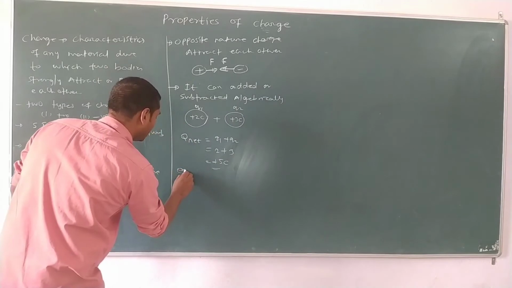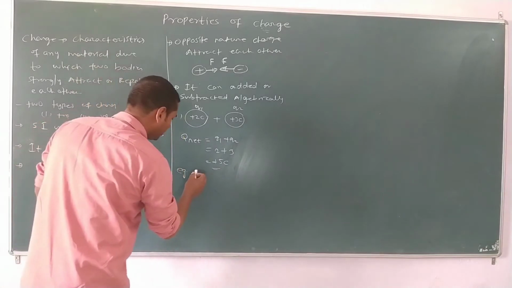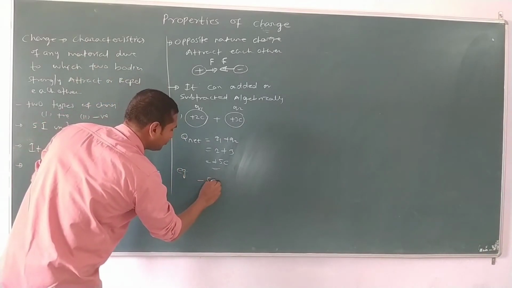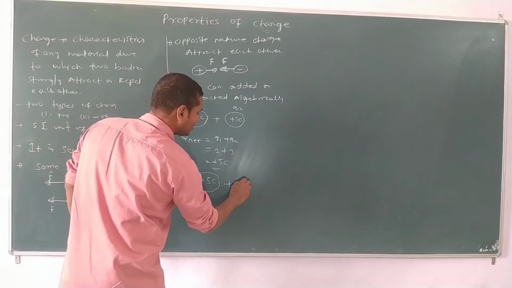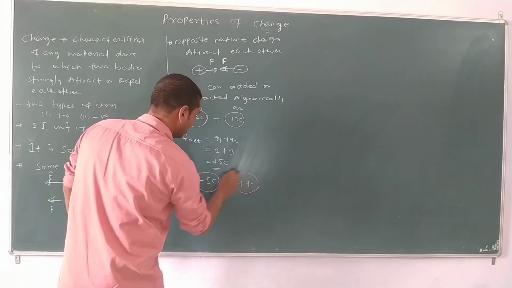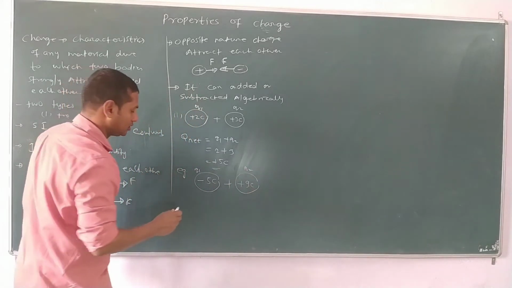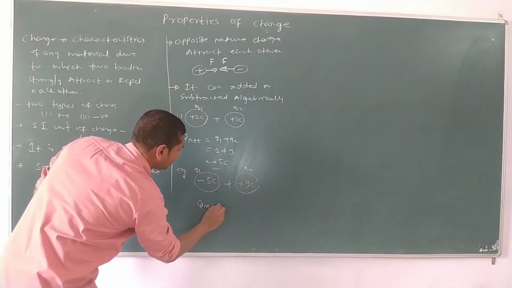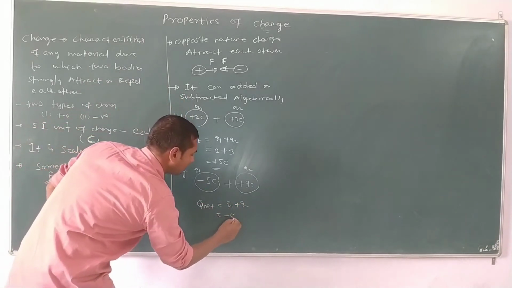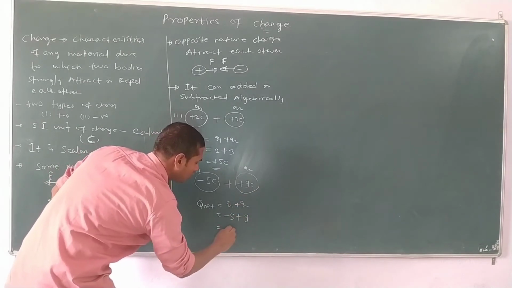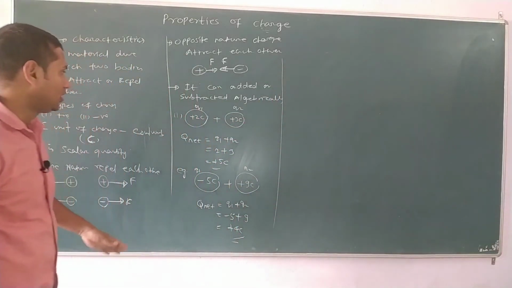Another example of charge as a scalar quantity: suppose there is a minus 5 coulomb charge, this one Q1, and you have to add plus 9 coulomb charge, this one Q2. To find the net charge Q net, it becomes Q1 plus Q2, minus 5 coulomb plus 9 coulomb, which becomes plus 4 coulomb. I think up to here it is clear.